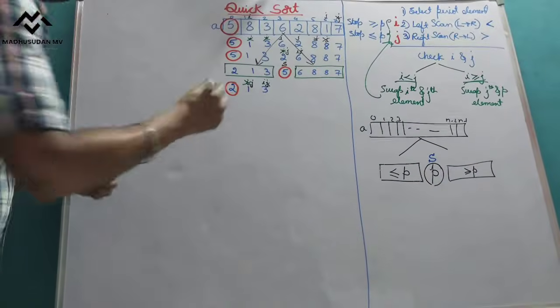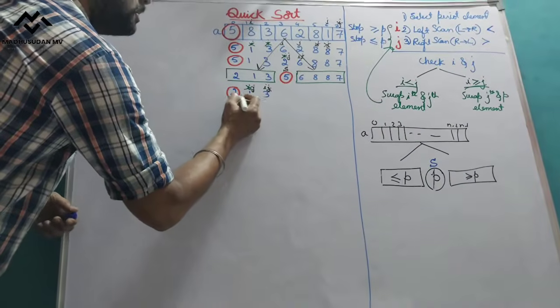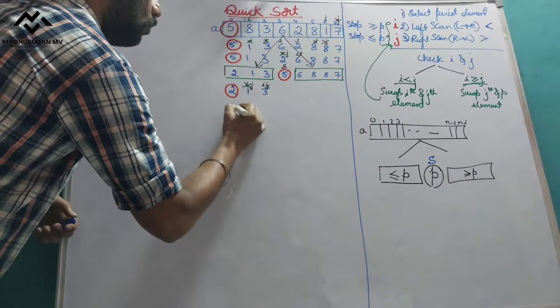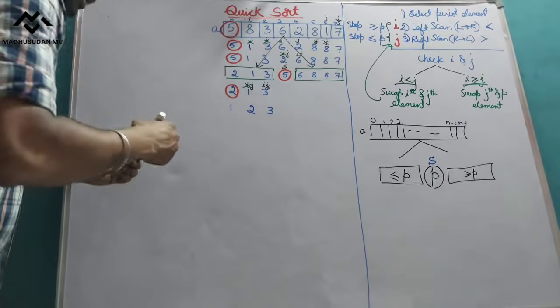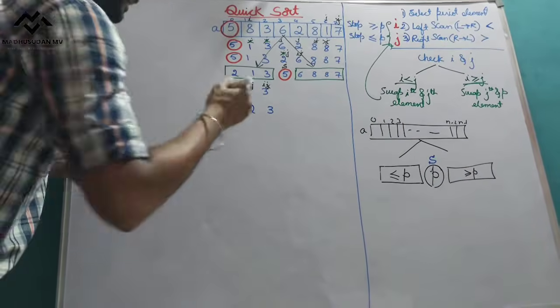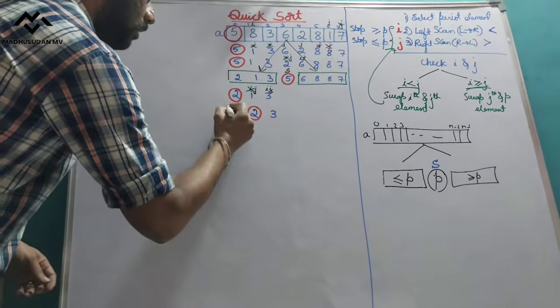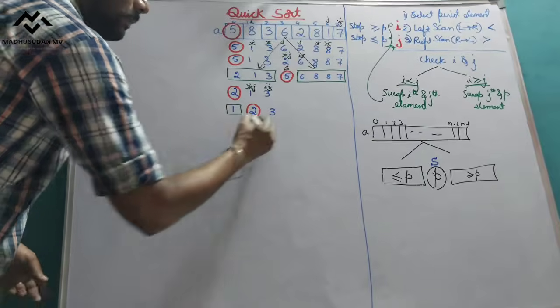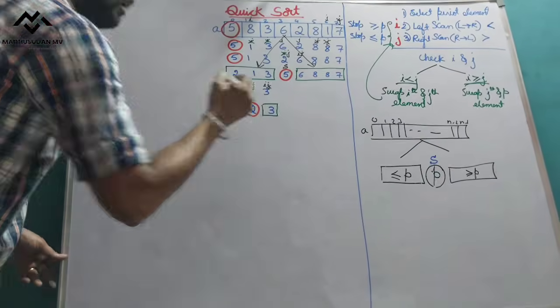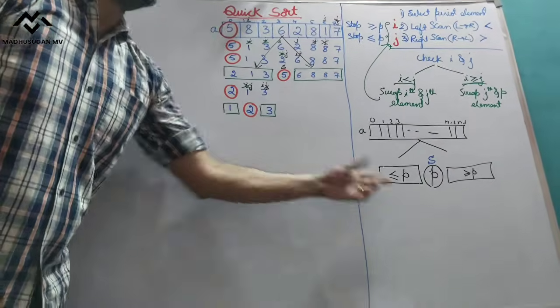Jth and pivot element. Jth element is 1, pivot element is 2. So 2 comes here, 1 goes here, 3 comes here. Now if you observe, this is my pivot element. Towards its left, all other elements are lesser than the pivot element. Towards its right, all are greater than it. This is the principle of this one.